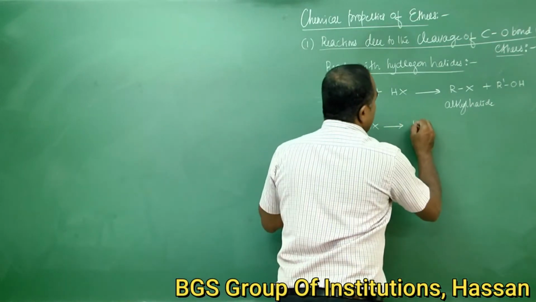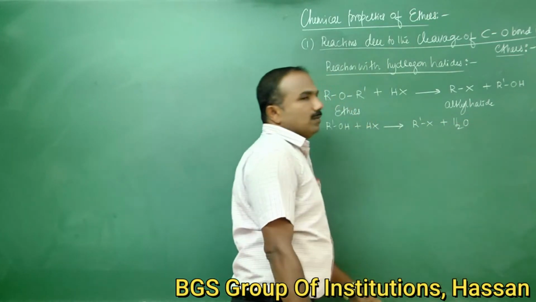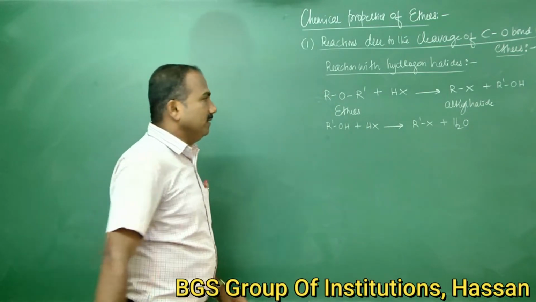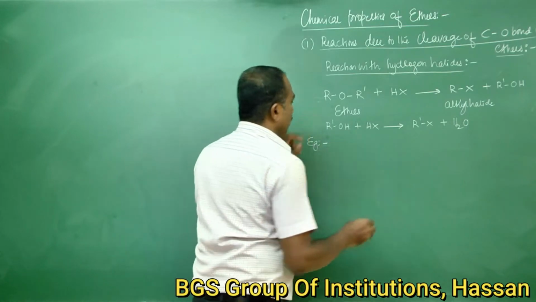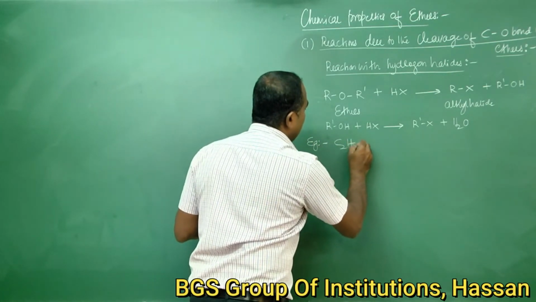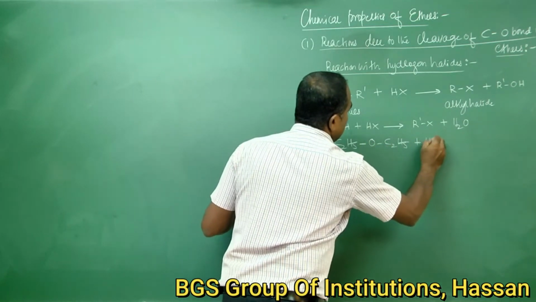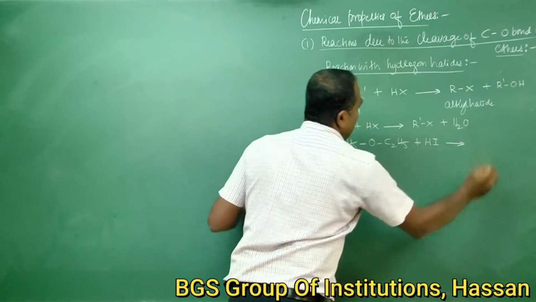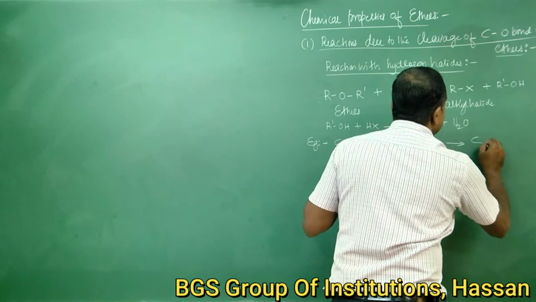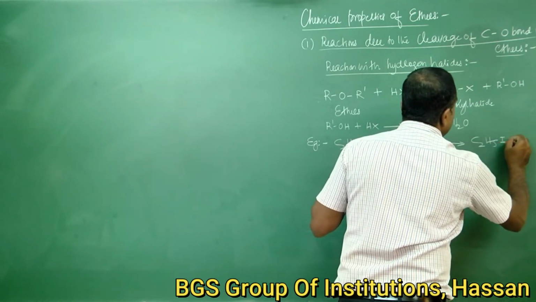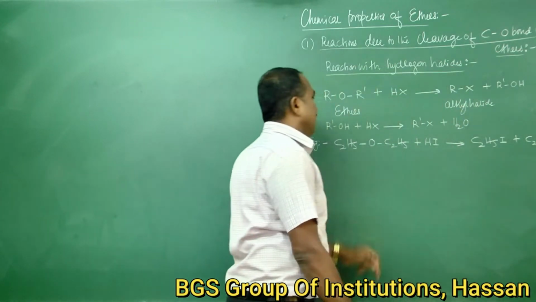Gives alkyl halides, that is R-X plus H2O. So this is the equation. An example for this type of reaction is when diethyl ether, C2H5-O-C2H5, is heated with hydrogen iodide. It gives C2H5I, ethyl iodide, plus C2H5OH, that is ethyl alcohol.